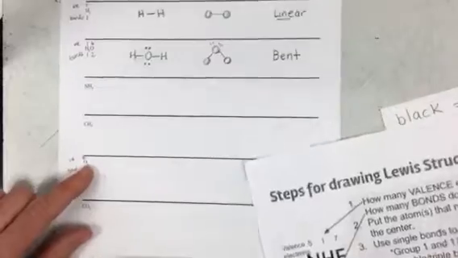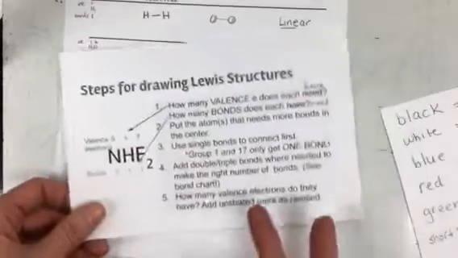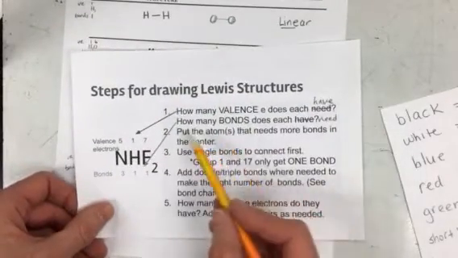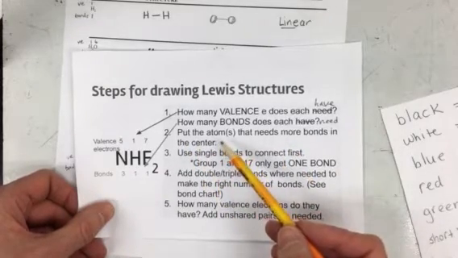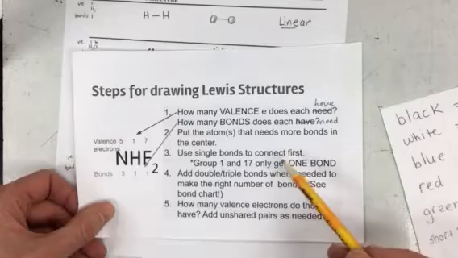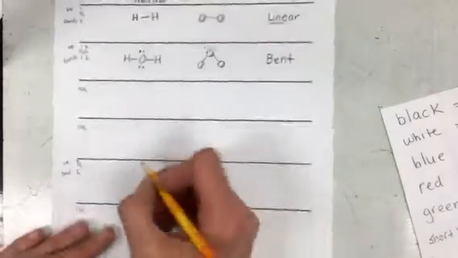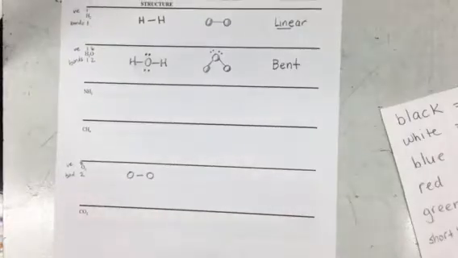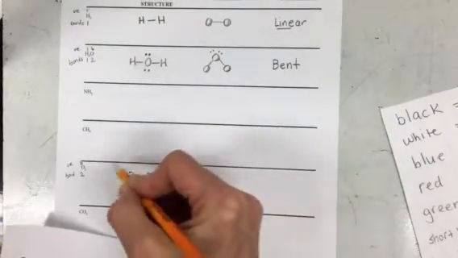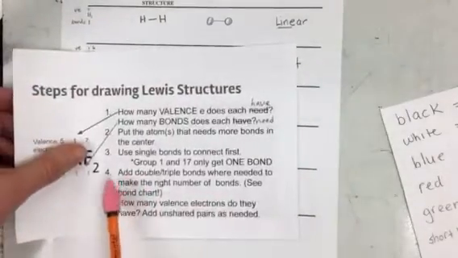The little 2 means I have 2 oxygens. Since it's just 2, there's not really a center. Put the atom that needs more bonds in the center. That doesn't really apply here. Use single bonds to connect first. So O, single bond O. Now, don't start putting on dots. You've got to do the bonds first.